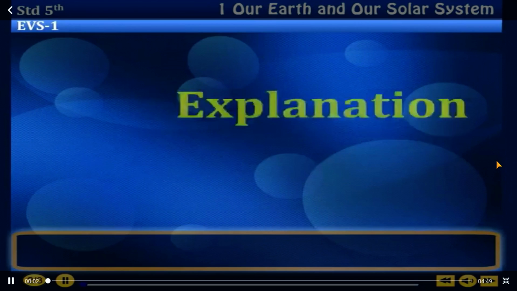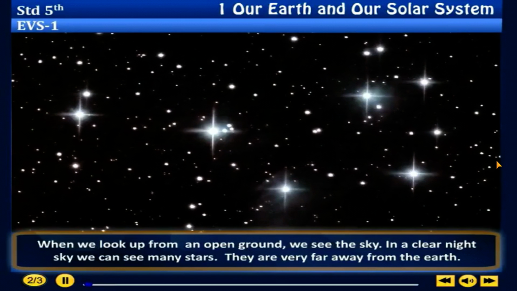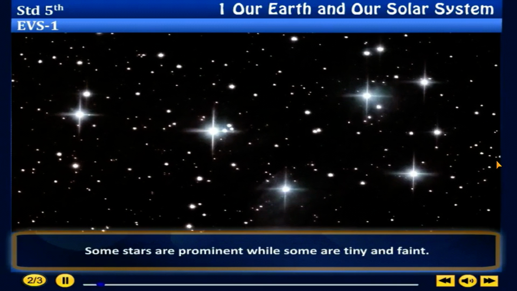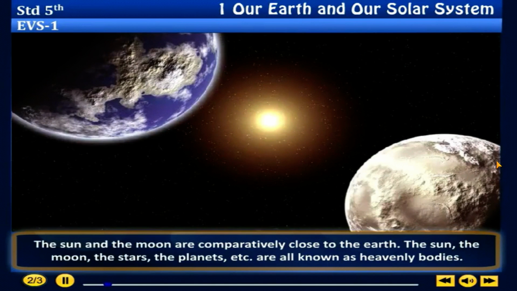Our Earth and the universe. When we look up from an open ground, we see the sky. In a clear night sky, we can see many stars. They are very far away from the Earth. Some stars are prominent while some are tiny and faint. The Sun and the Moon are comparatively close to the Earth. The Sun, the Moon, the stars, the planets, etc. are all known as heavenly bodies.